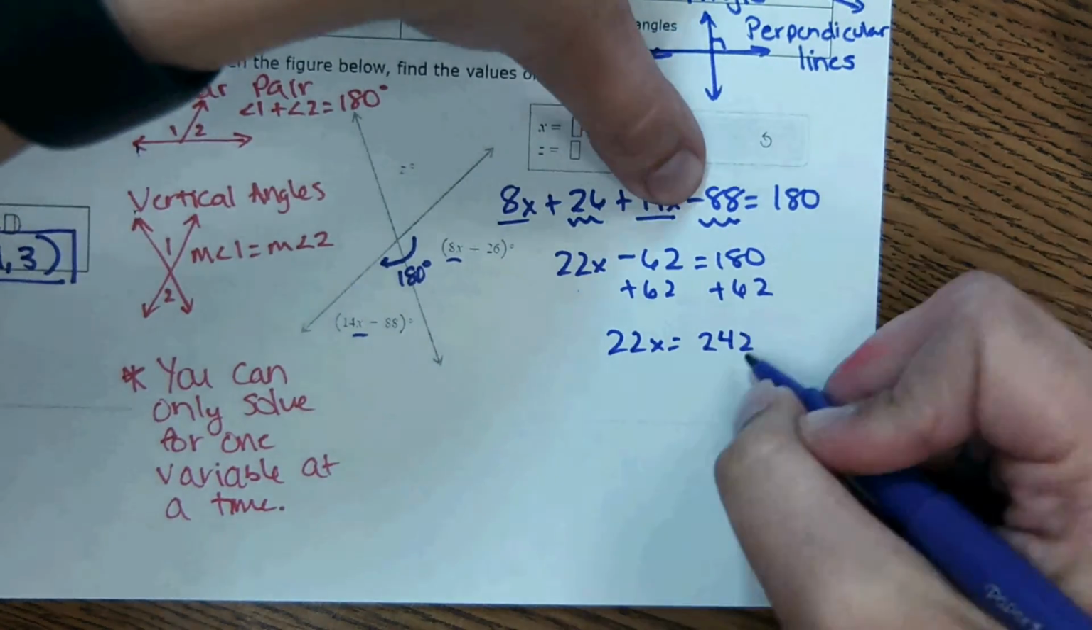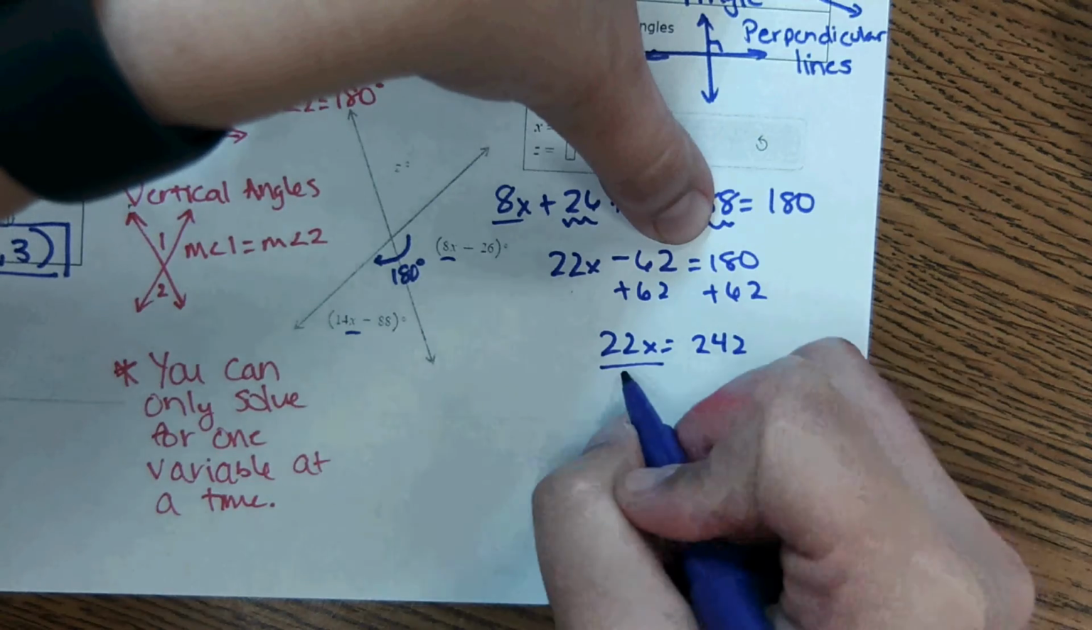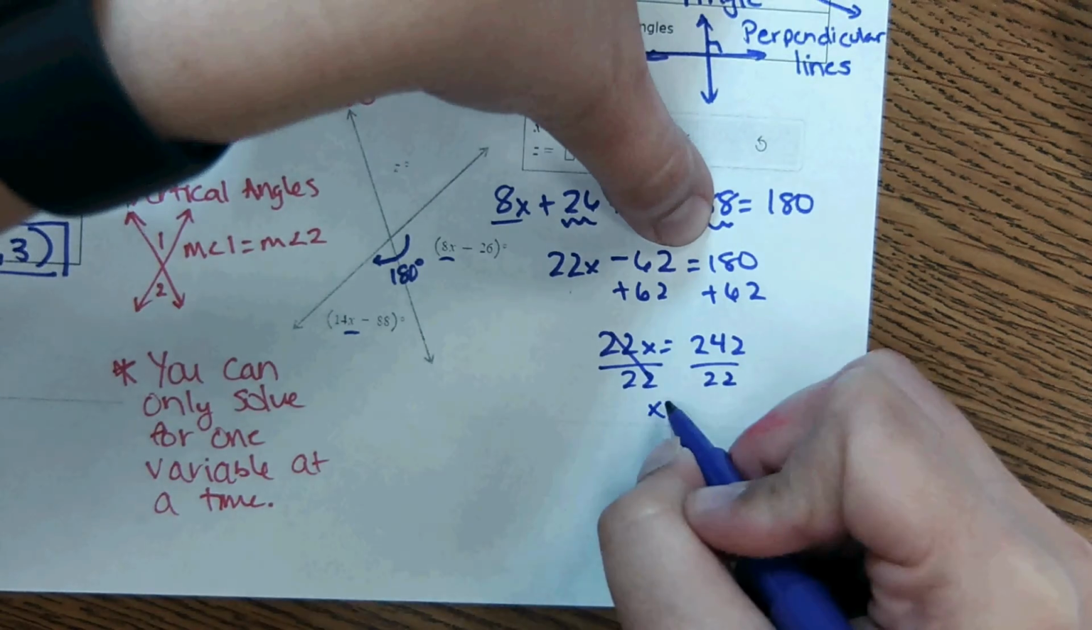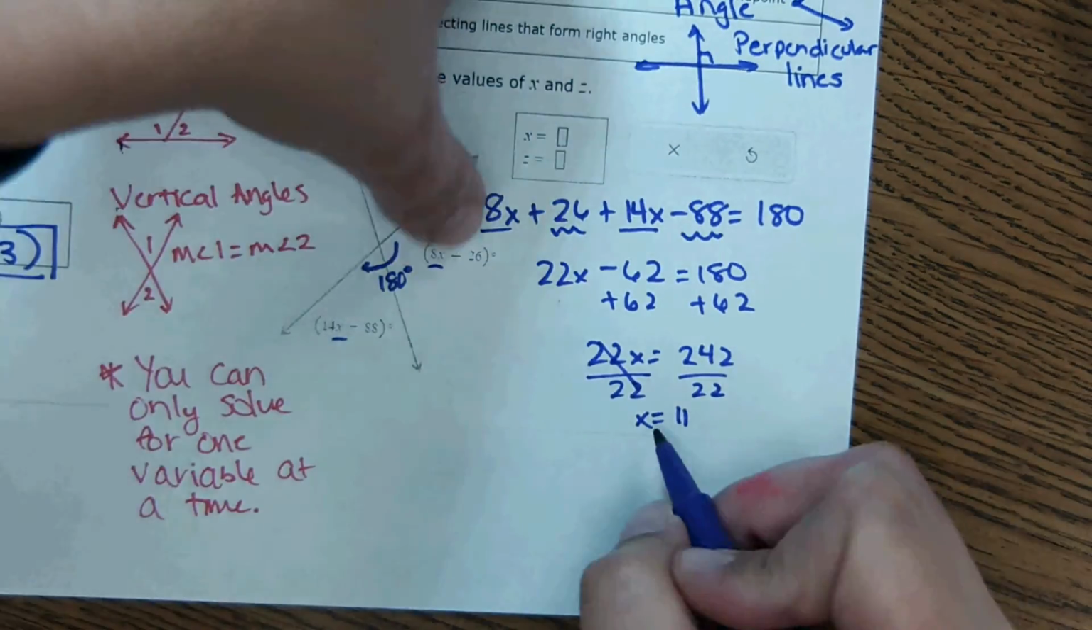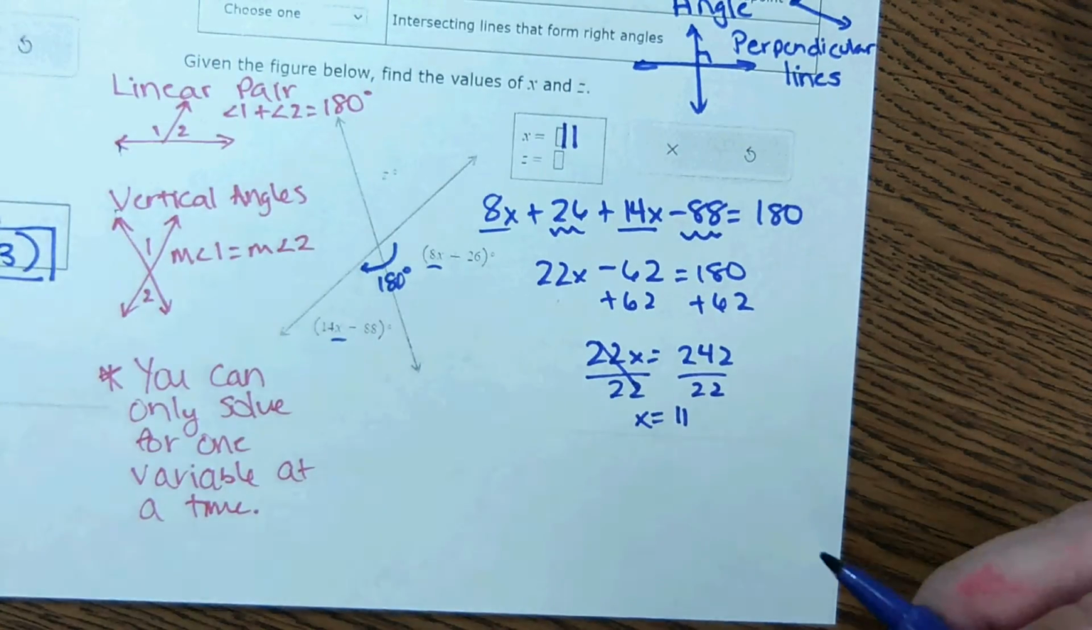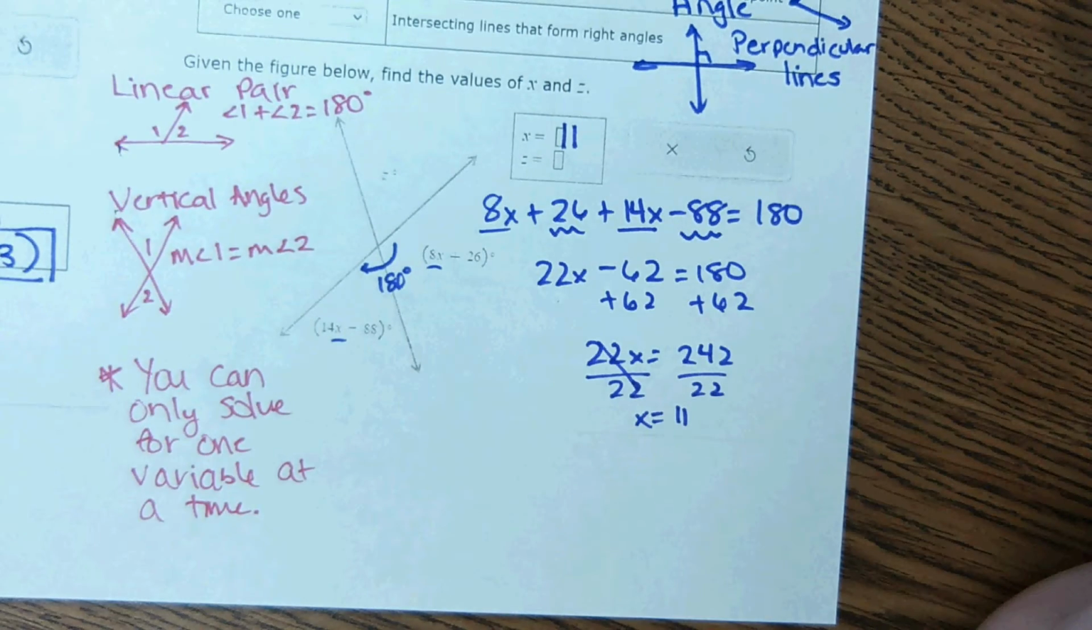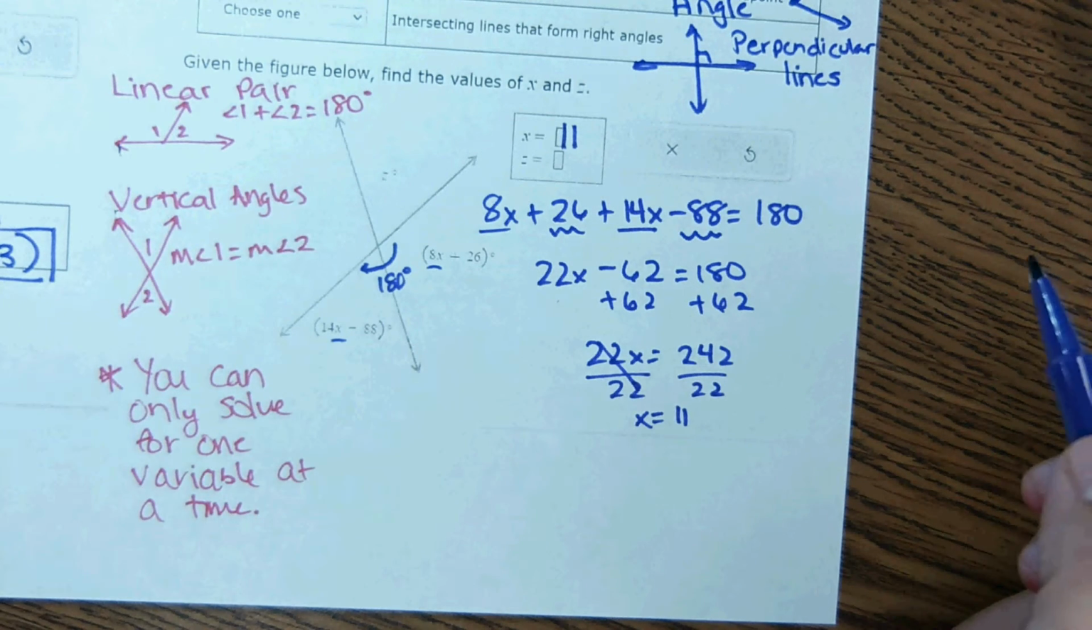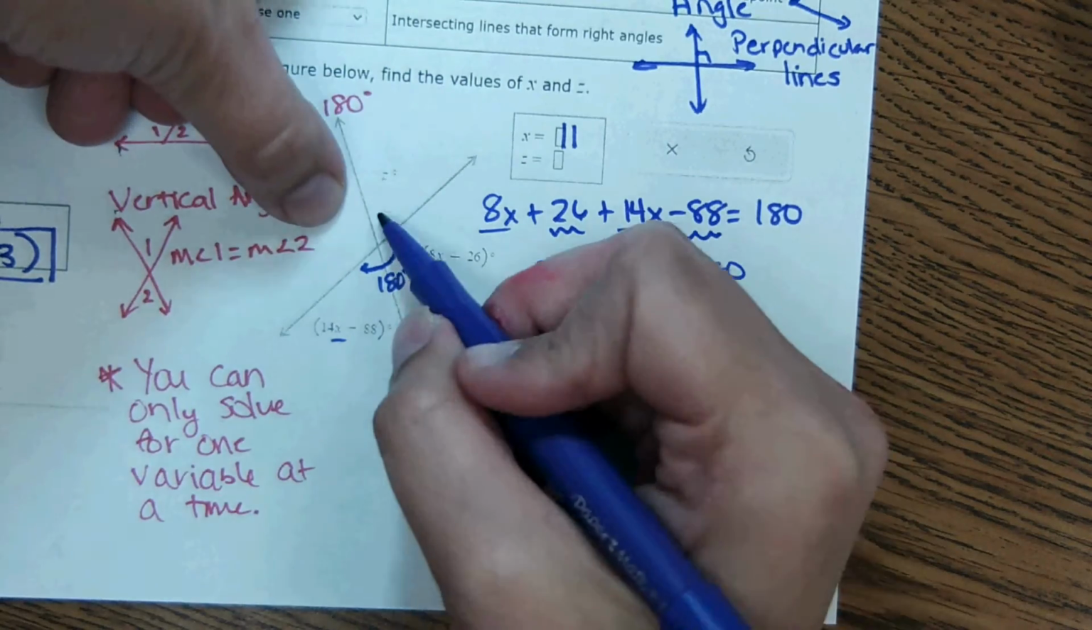I'm not doing this math in my head, I have it solved off to the side here. And then from here, divide by 22, and x equals 11. So I got x equals 11, I can plug that in here. With ALEKS, it will give you partial credit, so if you just get x equals 11, you do get half credit there. The next step would be to solve for z.